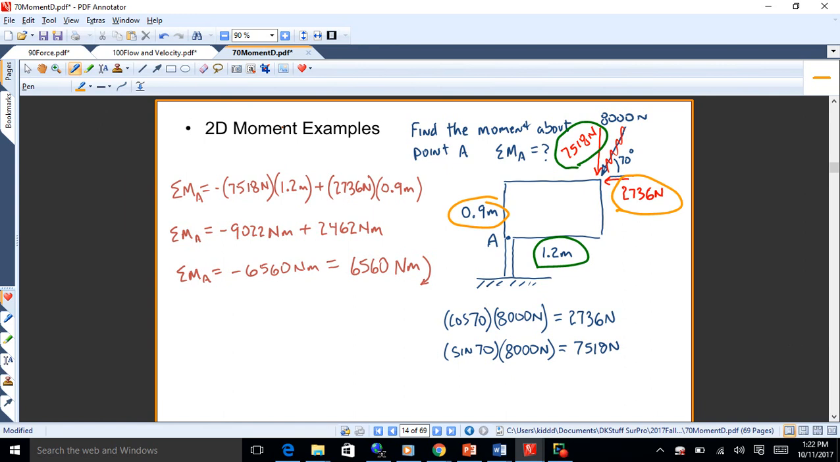You're saying the 7,518 is negative? It's pointing down. Okay, the 7,518 creates a negative moment, not because it's pointing down, but because about A, it spins clockwise. Think of holding a book by the lower left-hand corner and pushing on that upper corner down. That book will rotate clockwise, which is negative. Now notice that the 2,736 is going to the left, but it creates a positive moment. So it's not about force signs. There's no direct connection between force signs and moment signs. You look at how the object would rotate. That's how you determine the sign on moments.